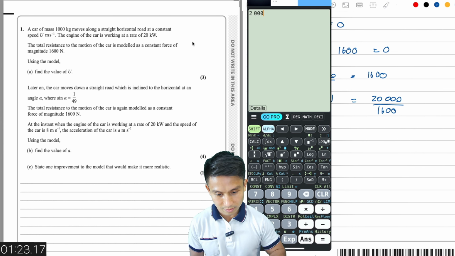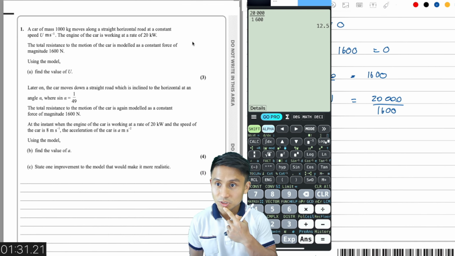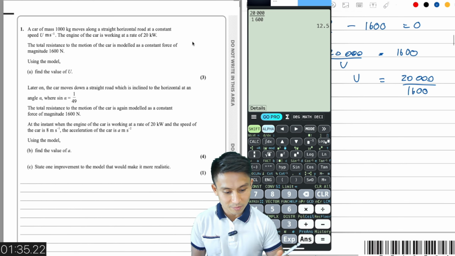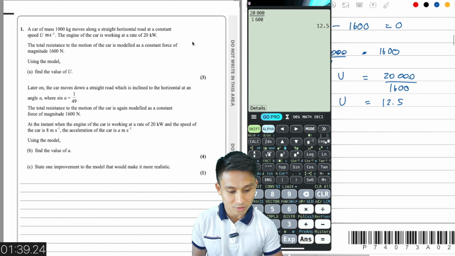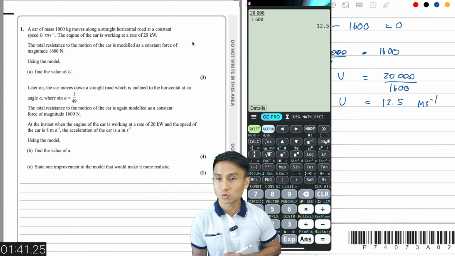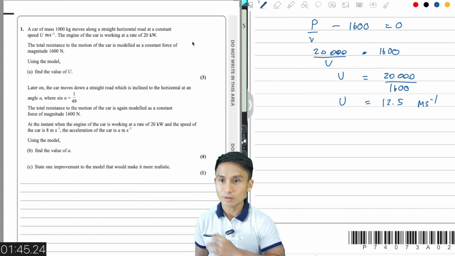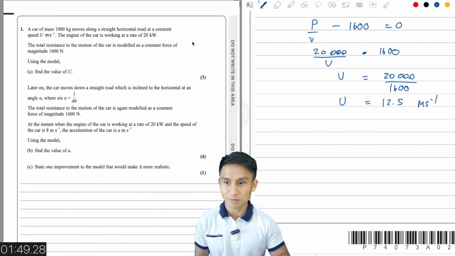Divided by 1600, is it? Yep. Just checking. Yeah, everything is fine. I'm just a bit surprised why it's 3 marks, but anyway, so it's 12.5 meters per second. Yeah, I think I'm happy with that.